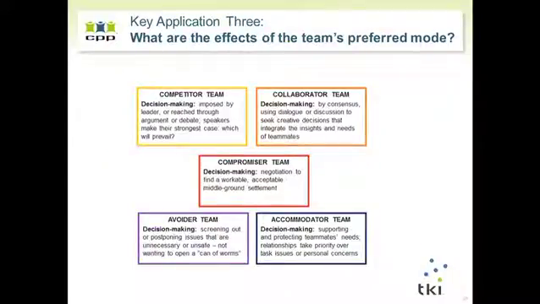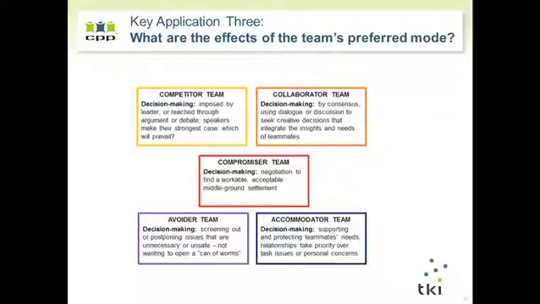And this one just keys in on effects of the team's preferred mode. What does decision-making look like in each of the 5 modes? And you can see, starting with the competitor team, decision-making is imposed, perhaps by the leader. Or maybe it's achieved through argument and debate. But that's very different from the accommodator team. I know I'm picking on these 2, but they're good examples to illustrate the differences. Decision-making on an accommodator team is much more supportive and protecting of teammates' needs. And relationships take the priority over task issues or personal concerns.